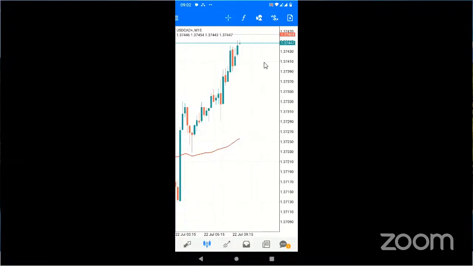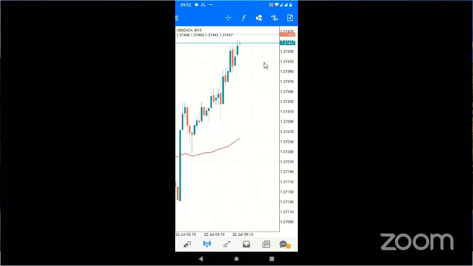Okay. Anytime you have your screen going up like this, the price is pushing to the upside. It means that you can be buying. You should be looking to buy. Now, looking to buy will mean that you need to be looking at the lows of the charts.